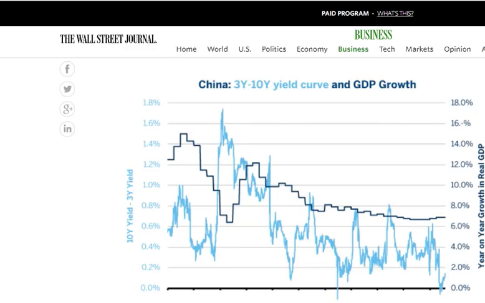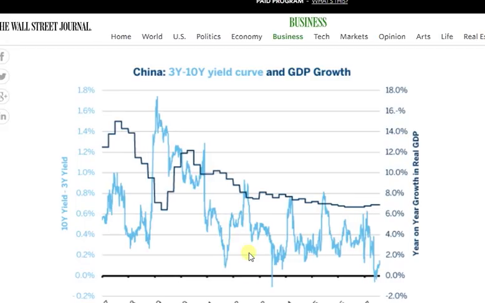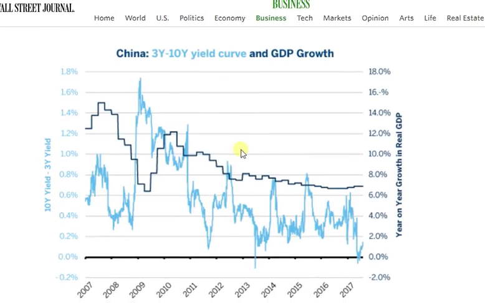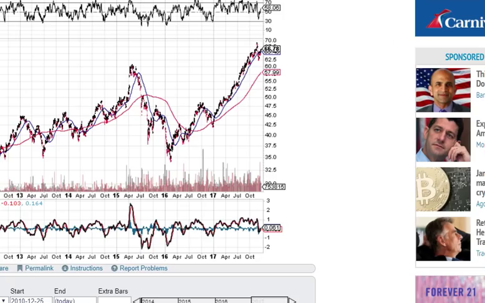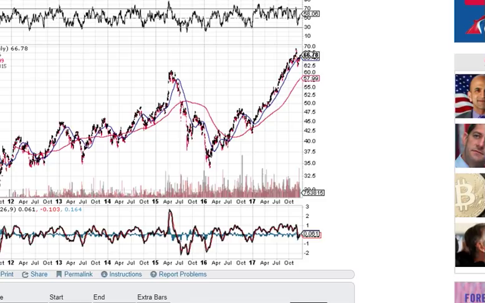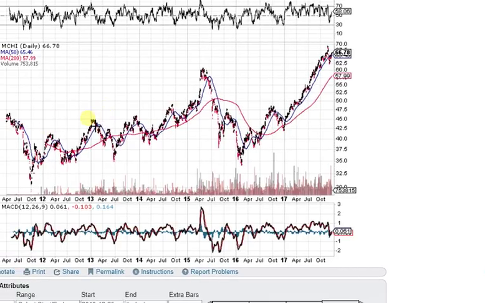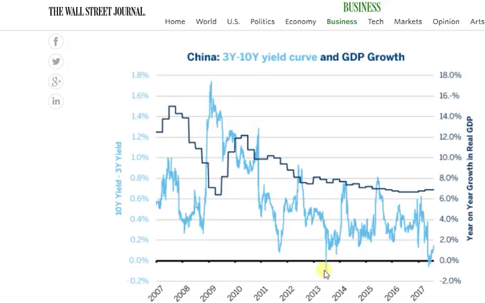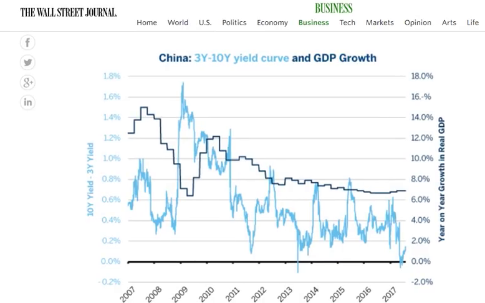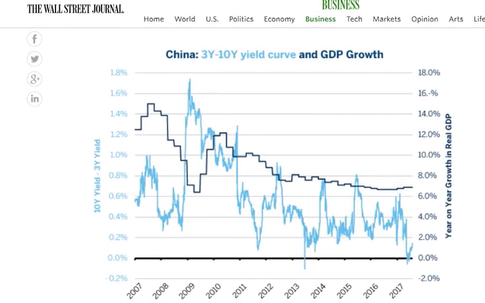And if you want to look at this slowdown in 2012, 2013, right? You could see over here that the stock market started to fall as the spread started to narrow. And you started to see the bottom in June, July of 2013. And that's when you start to see the inversion of the yield curve, but then it went back up to a positive yield curve.